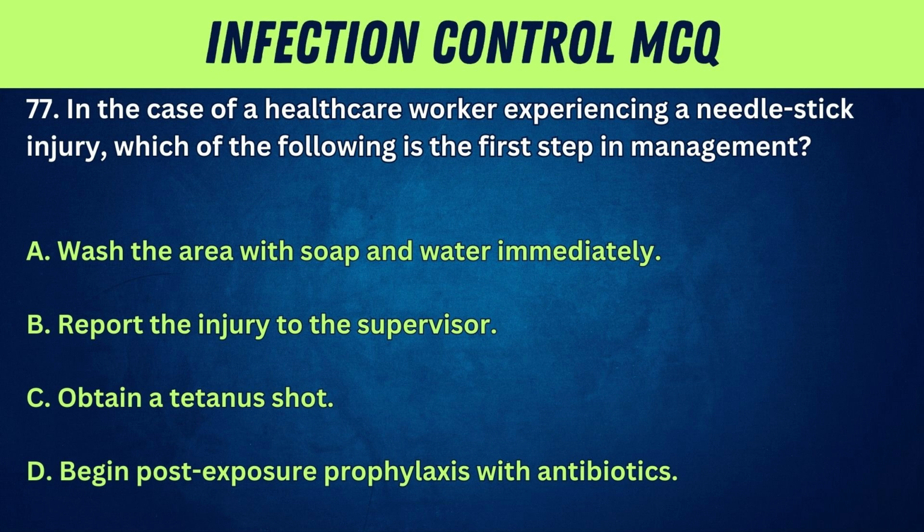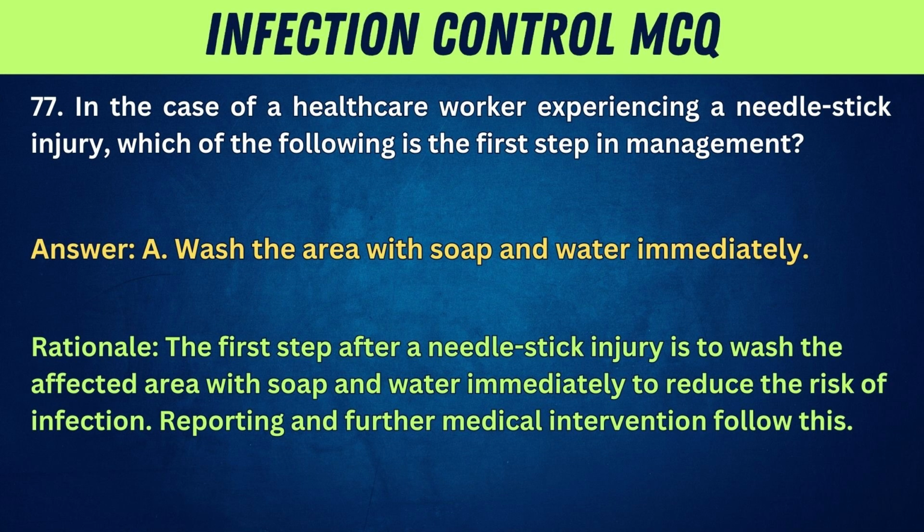77. In the case of a healthcare worker experiencing a needle stick injury, which of the following is the first step in management? A. Wash the area with soap and water immediately. B. Report the injury to the supervisor. C. Obtain a tetanus shot. D. Begin post-exposure prophylaxis with antibiotics. Answer: A. Wash the area with soap and water immediately.